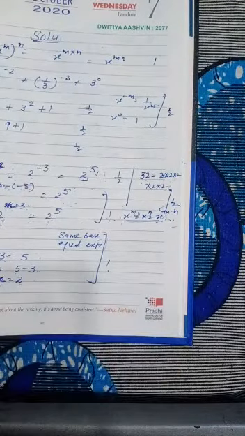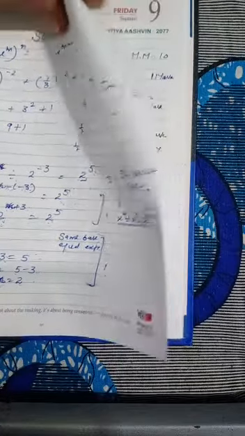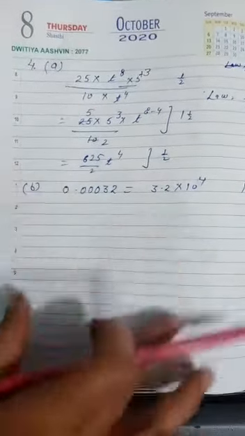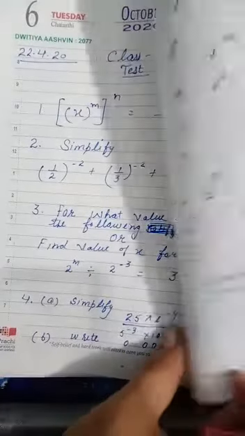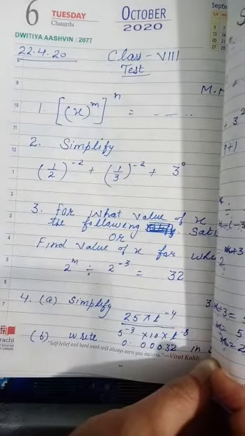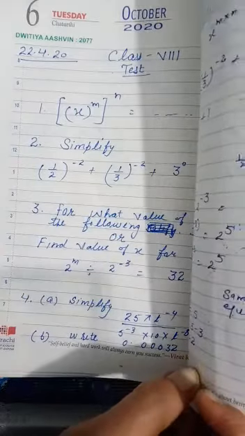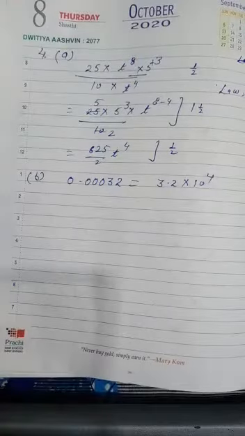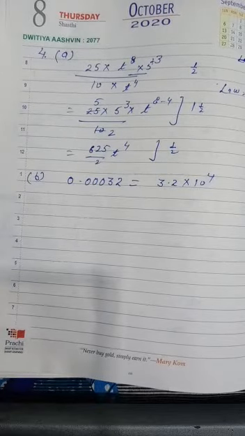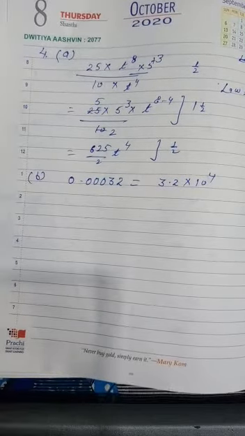Okay, next, sum number 4. Sum number 4, A part was to simplify. The question was 25 into t to the power minus 4 upon 5 to the power minus 3 into 10 into t to the power minus 8. As we have seen, our statement is given with negative exponents, so we want to make them positive first. How can we make it positive? We can make it positive if we take the reciprocal of this one.